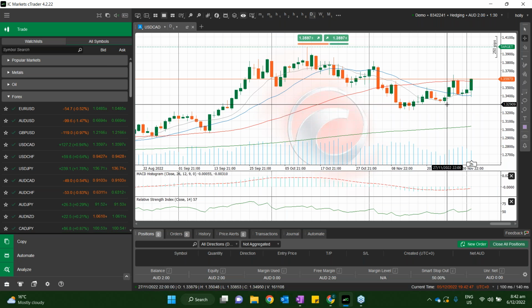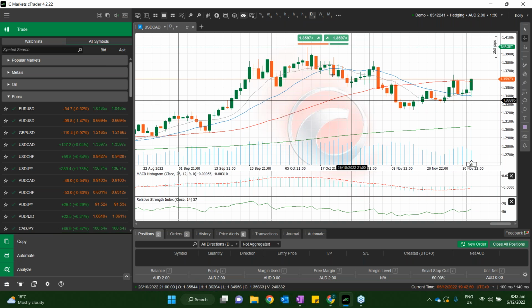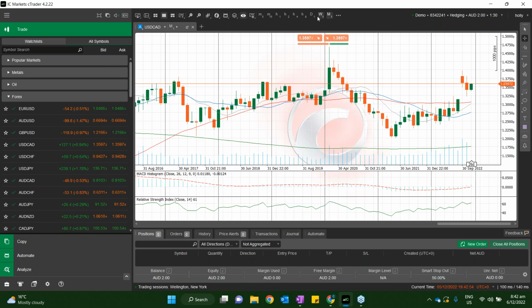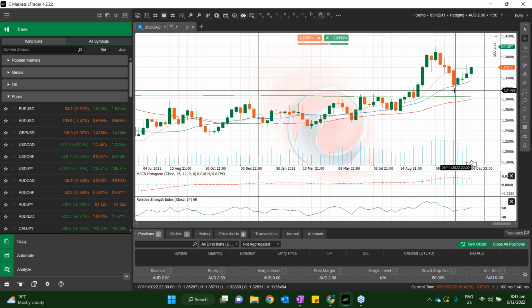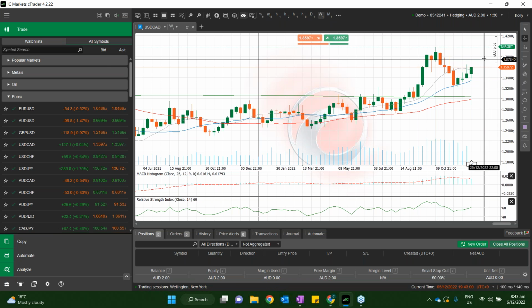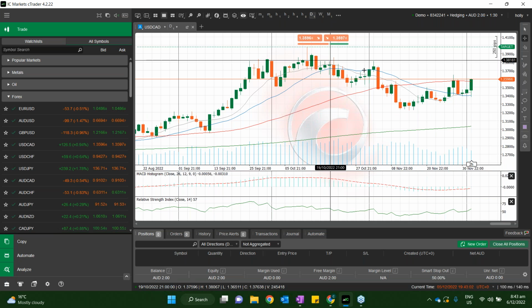Okay, so just on that pullback. Rather, this is a pullback, a continuation of the longer term trend. So this is the pullback.